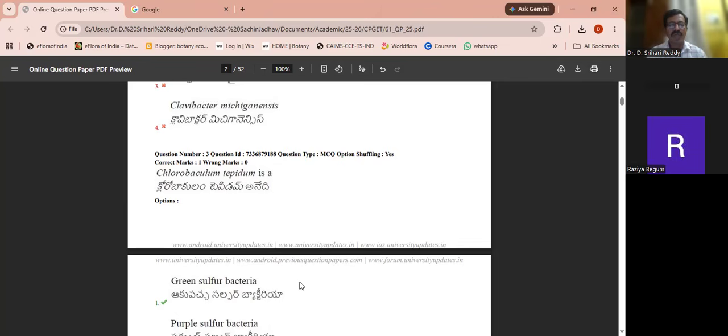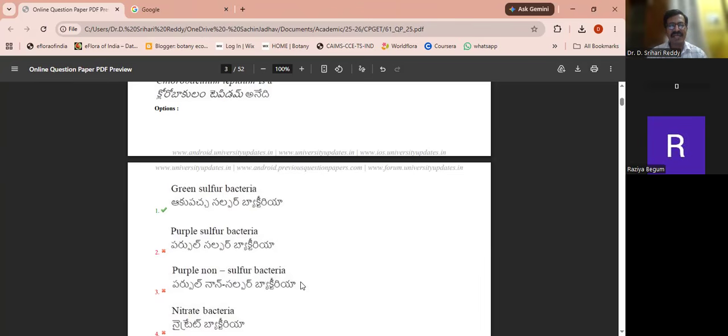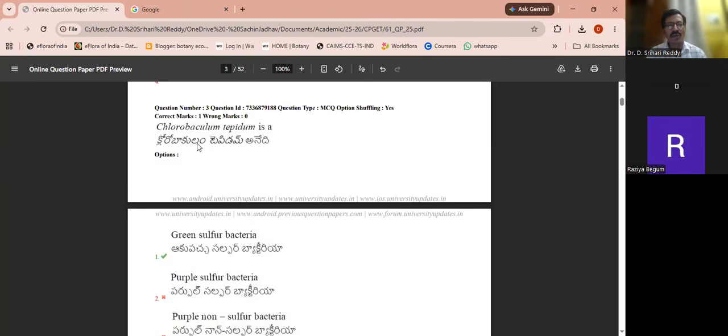Here, phototrophic bacteria means the bacteria which conduct photosynthesis, which get food by photosynthesis using light. These are all the photosynthetic bacteria: green sulfur bacteria, purple sulfur bacteria, and purple non-sulfur bacteria. They are also called photoautotrophic bacteria. And another is nitrate bacteria. Here, chlorobaculum tepidum is a green sulfur bacteria.